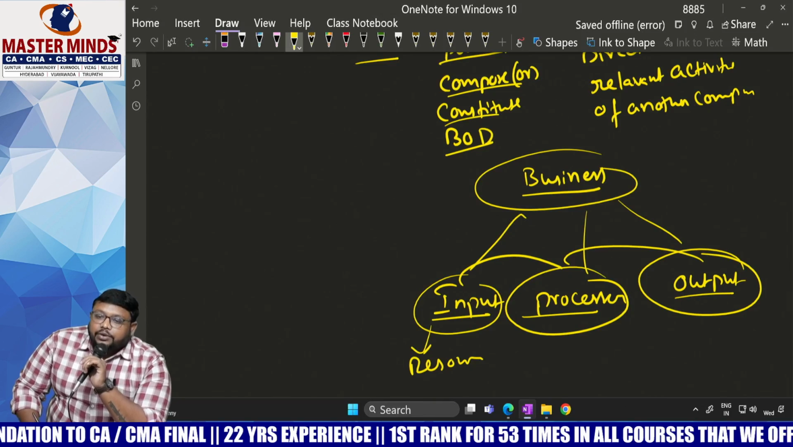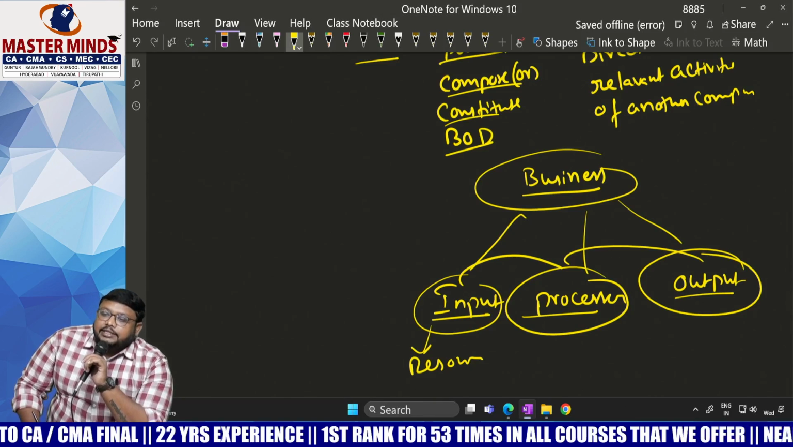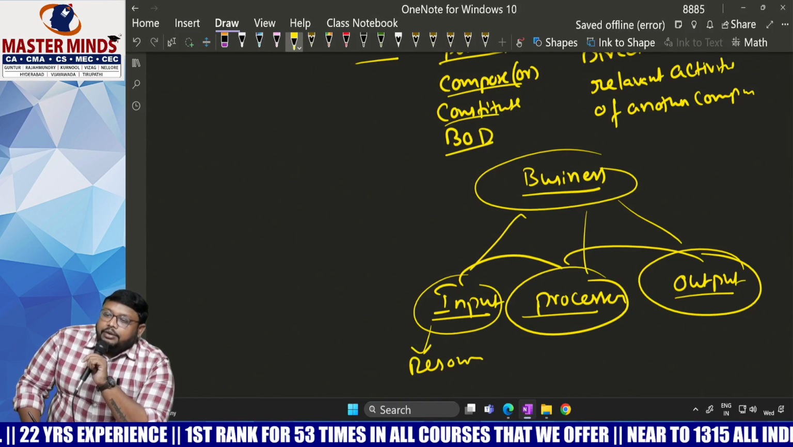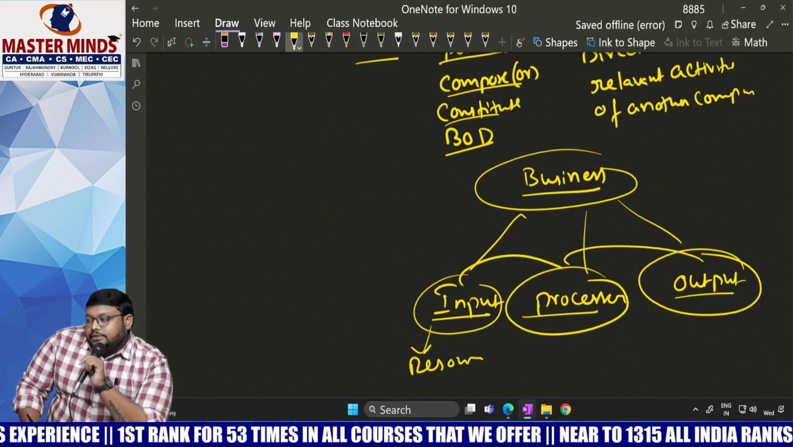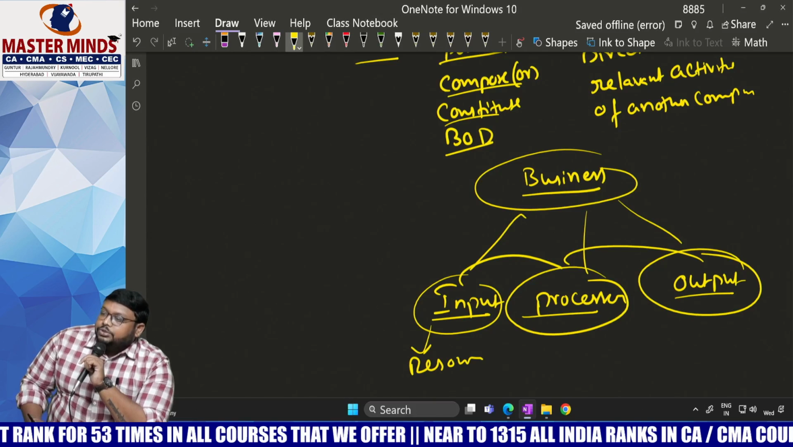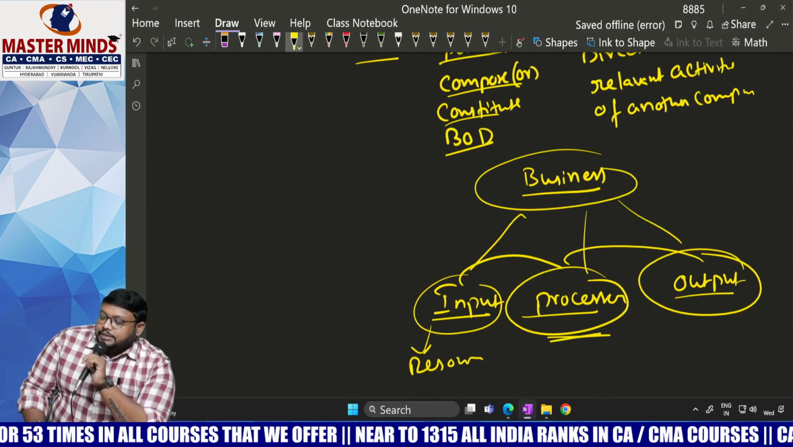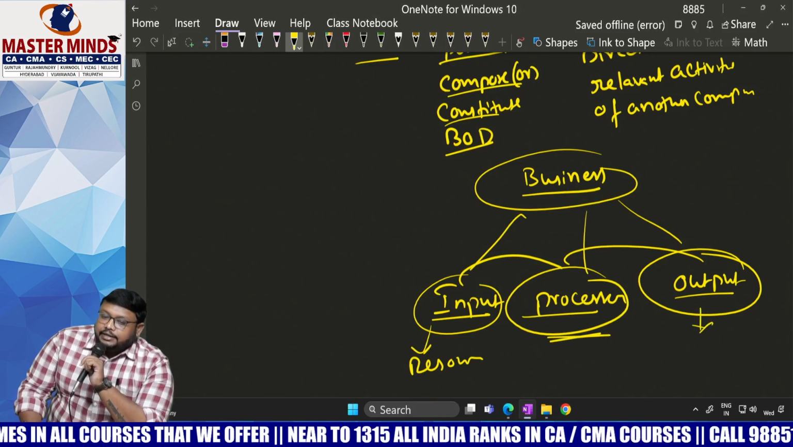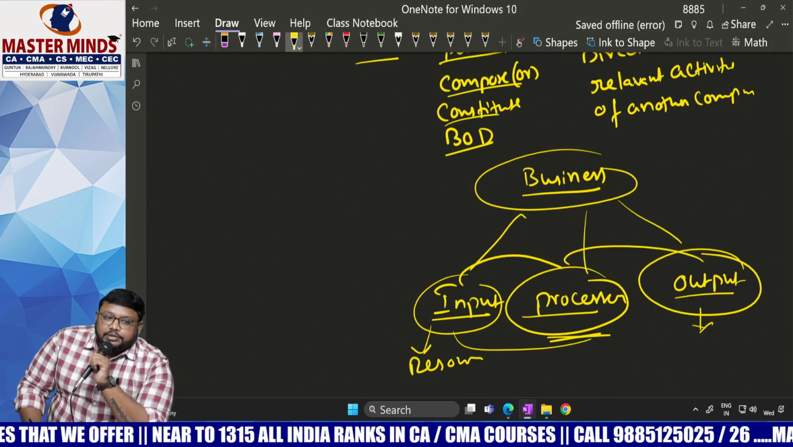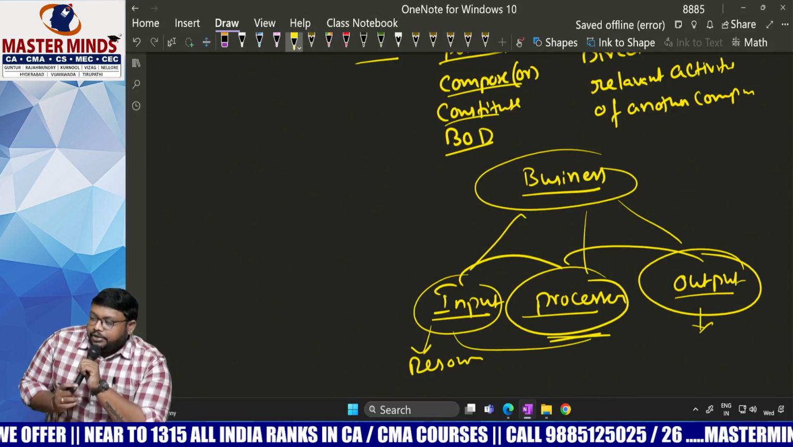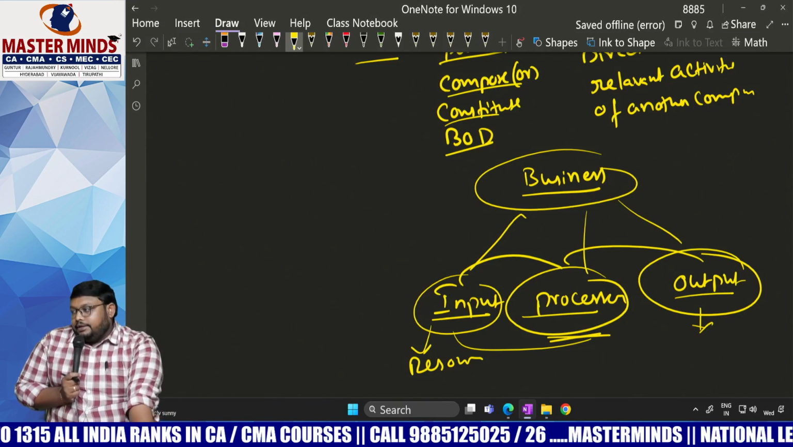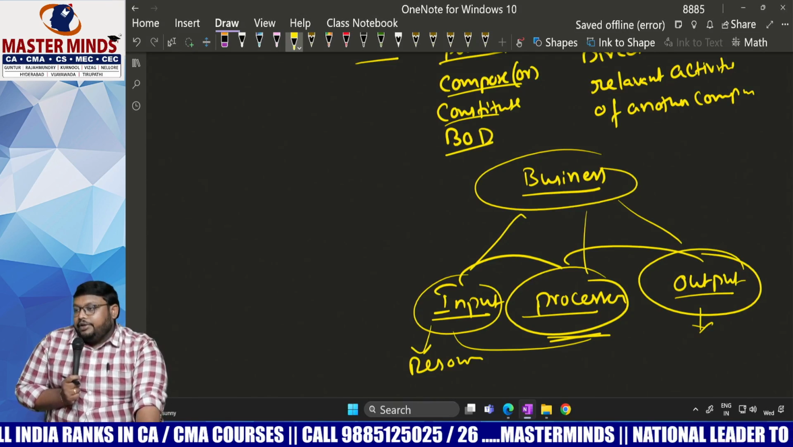Input includes all the resources: tangible assets, intangible assets, manpower. Now with these inputs you have to do some process. Some technical know-how we utilize on the assets to generate output, that we call processes. Output is the revenue generated by using input and processes. If these three activities are integrated, we call it a business.